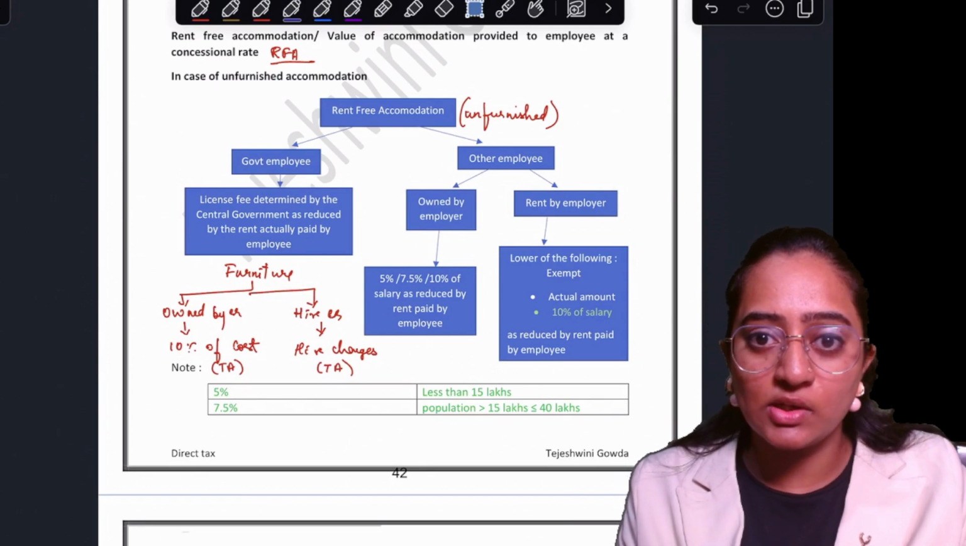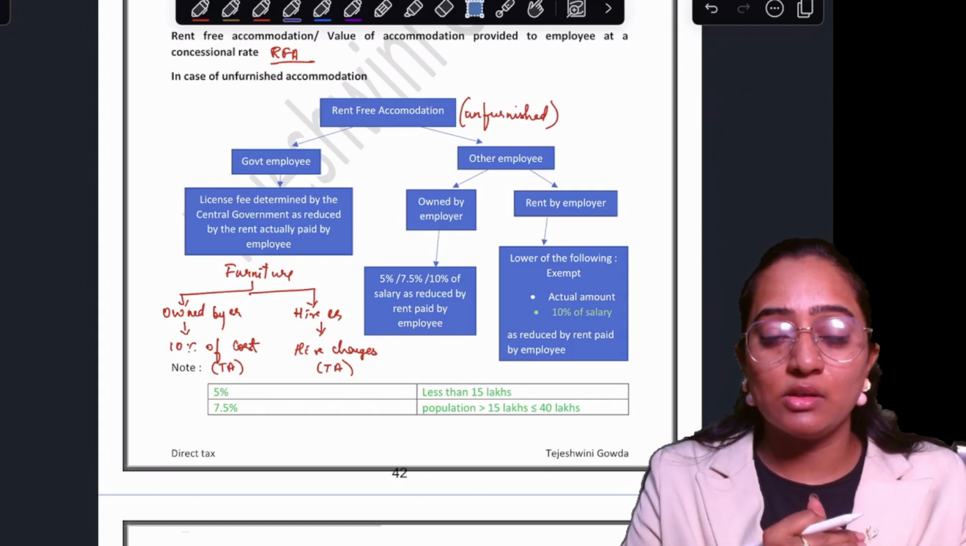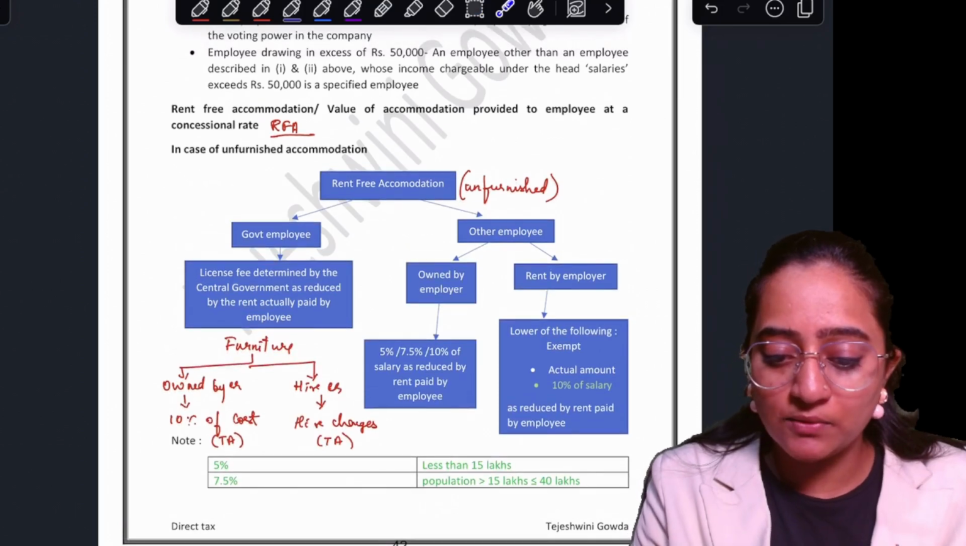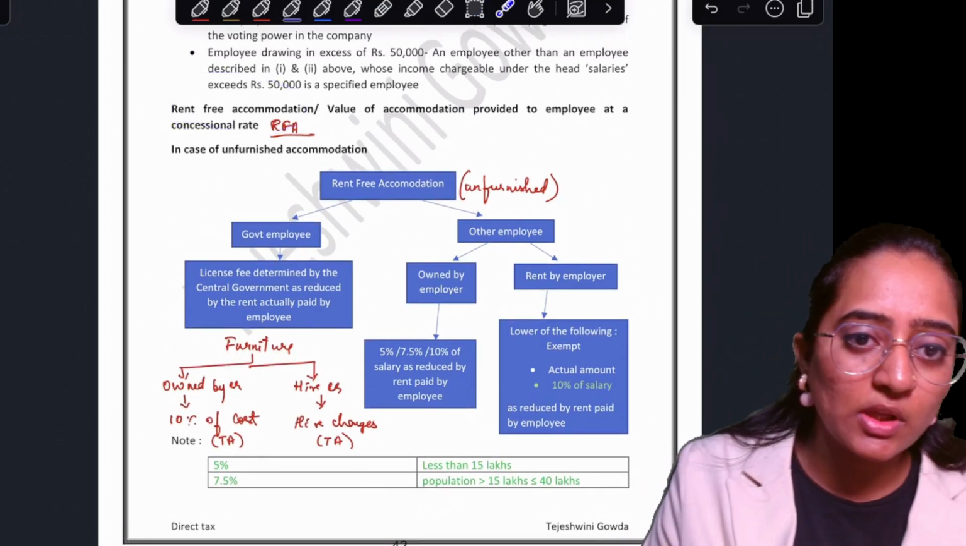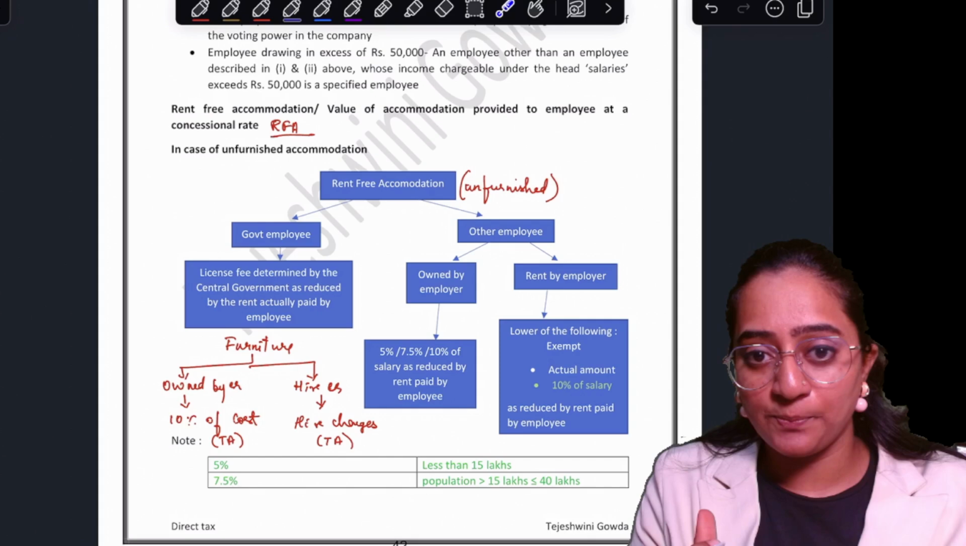In today's class, let's try to understand the concept of RFA, that is rent-free accommodation, which falls under the head income from salaries. It's going to be a quick revision for that matter. So first of all, rent-free accommodation is a perquisite.